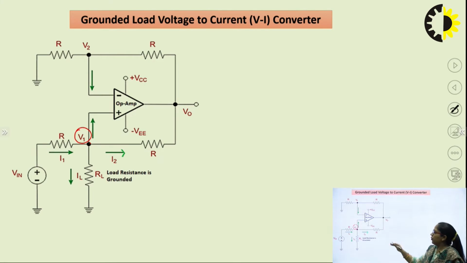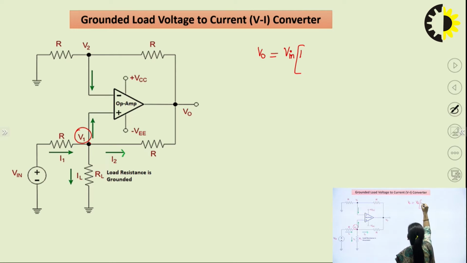Now, we know for non-inverting configuration of op-amp, what is the relation between the output voltage and the input voltage? Here, we have applied the input signal at this point, but it is not directly appearing at the non-inverting terminal of op-amp. So, we know the relationship between the output voltage and the input voltage of non-inverting configuration of op-amp is V out equals V in times (1 plus RF divided by R in), where RF is the feedback resistance and R in is the input resistance.